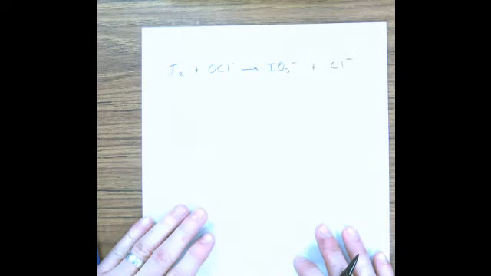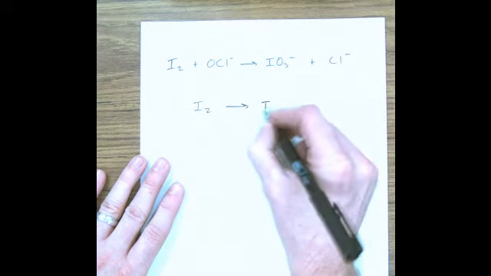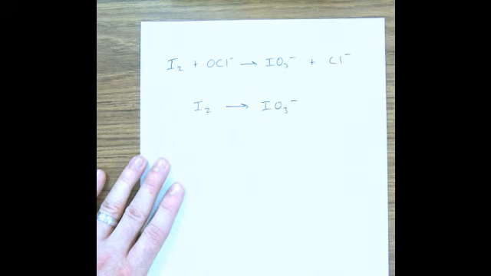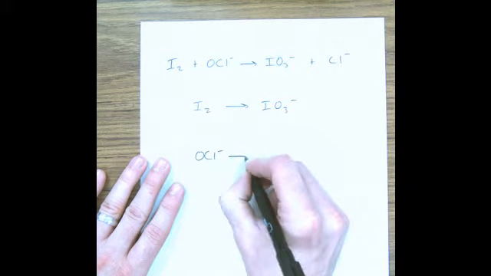All right, I'm going to break it into the two half reactions now. So breaking it into the two half reactions, I'm going to take the I2s, the I's, and separate them out. There's one half reaction. And then the other half reaction is going to be OCl- to Cl-.